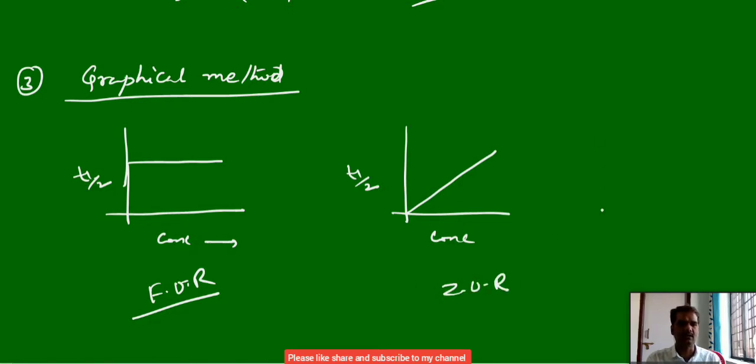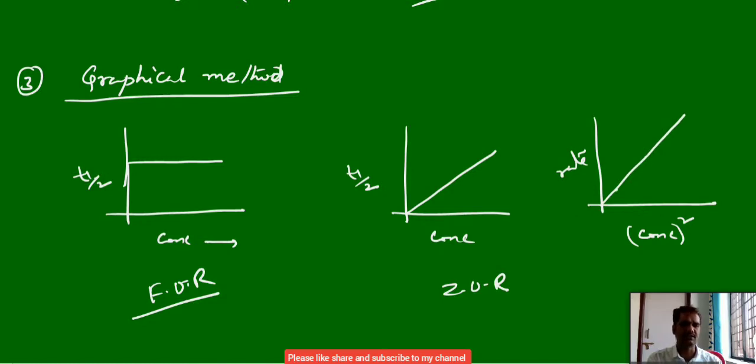Or else you can take the graph of rate versus initial concentration squared, and the graph is observed like this. When you take rate versus initial concentration to the power 2, and the rate is directly proportional, it should be a second order reaction. So like this, by using graphs also we can identify the order of reaction.